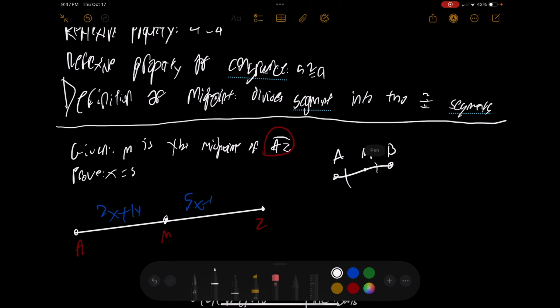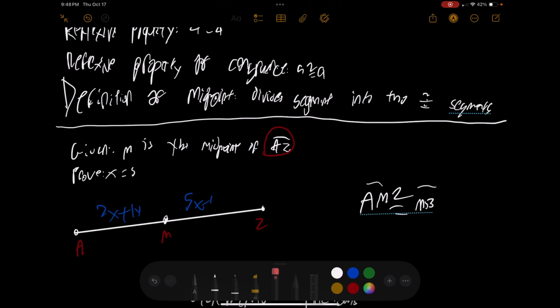Just a diagram, it's obviously true that M is the midpoint because of the congruency markings. And we could assume that AM is congruent to MB, and that's because of the definition of a midpoint. And over here, segment markings. Now it's time to get on to our first proof.